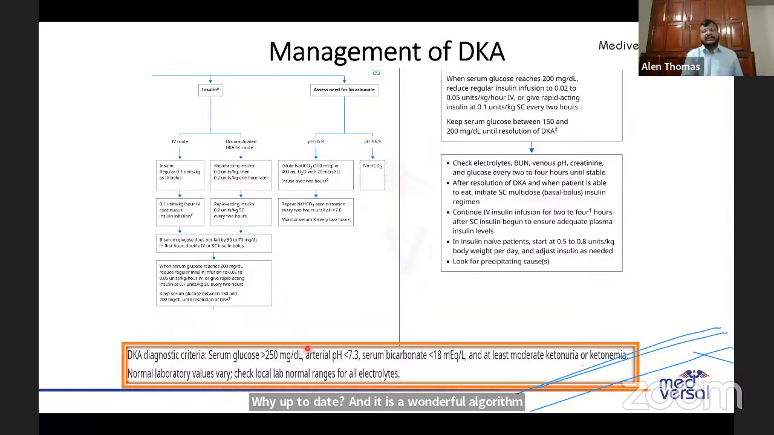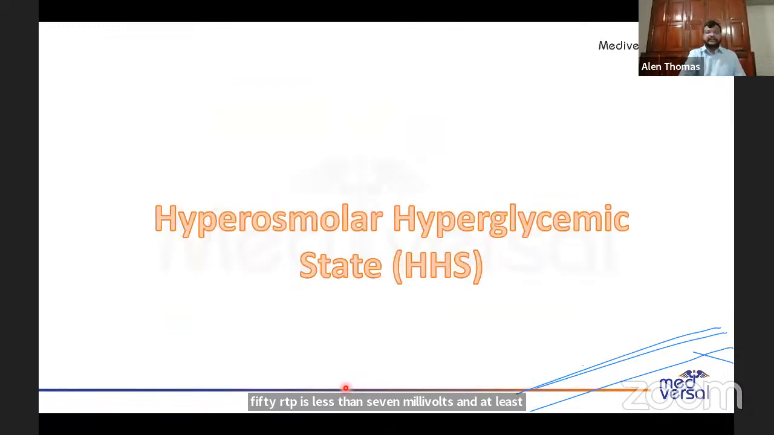So DKA diagnostic criteria: glucose more than 250, arterial pH less than 7.3, bicarbonate less than 18 milliequivalents, and at least moderate ketonuria or ketonemia. Normal laboratory values may vary. Of course, you need to check with your own labs for the electrolytes.